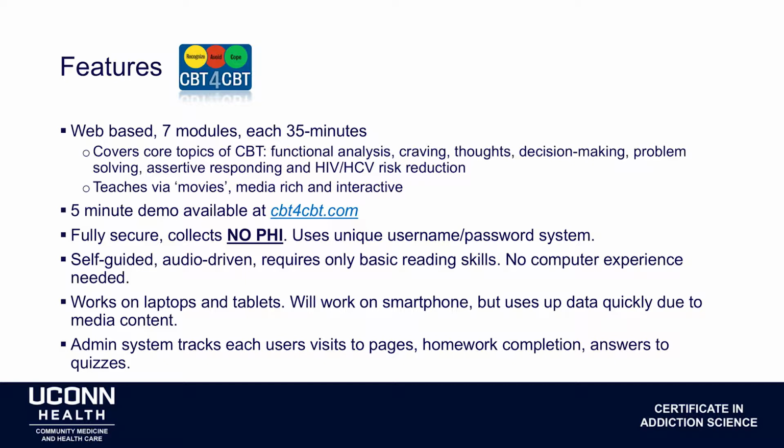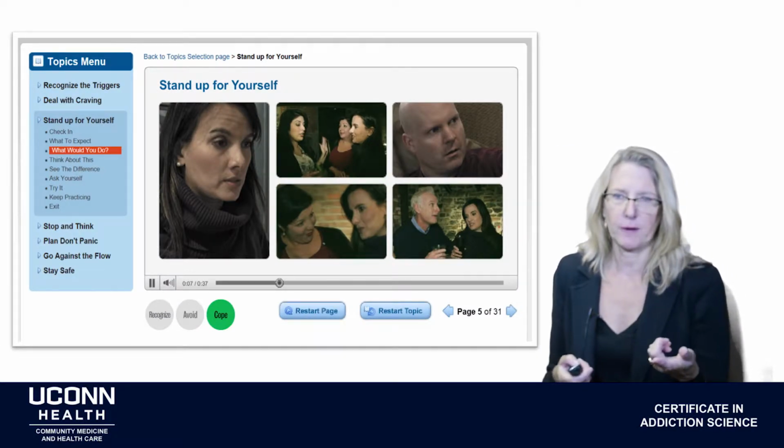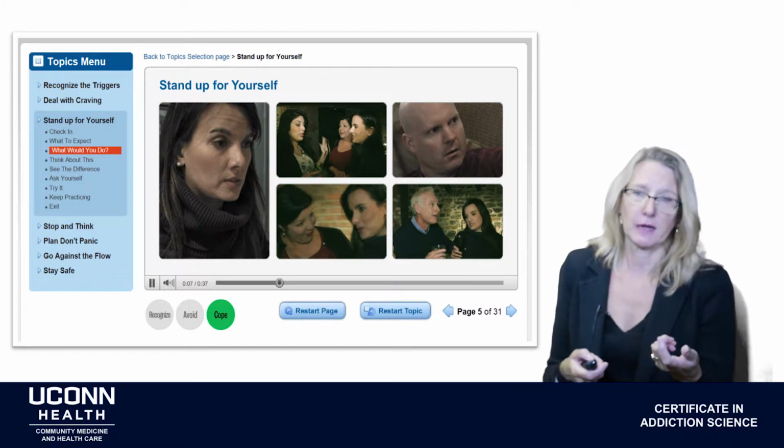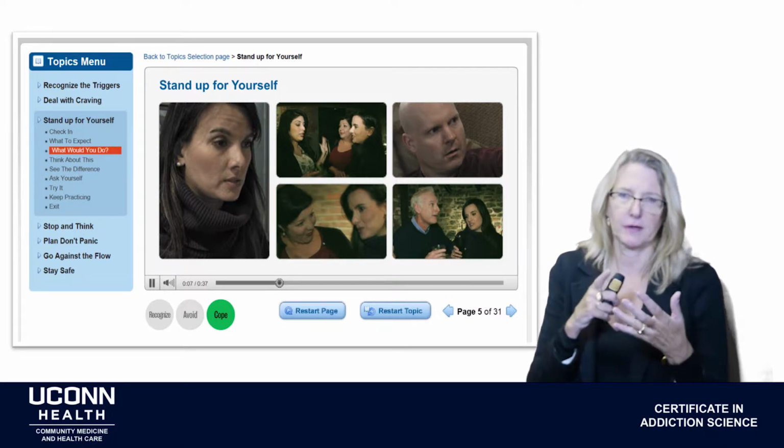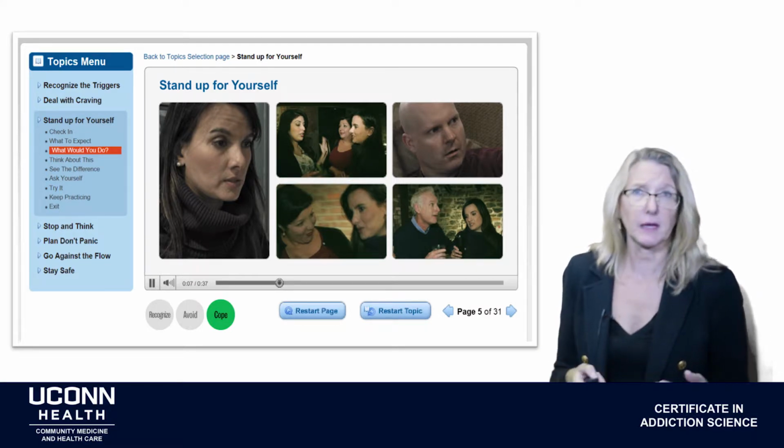It collects no protected health information. It's fully secure. You don't really need reading skills. It works on all kinds of platforms, and there are ways of tracking whether people do their homework and answer the questions correctly and so forth. This is just a screenshot from the alcohol version. We have an alcohol version, a drugs and alcohol version, and several others coming out.